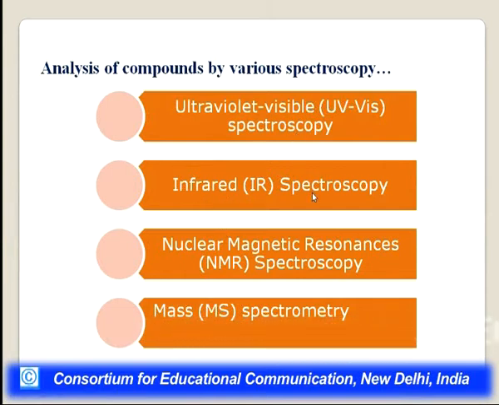In IR spectroscopy, we have discussed the different functional groups. In nuclear magnetic resonance, we will be discussing it today in detail. And in coming lectures, we will also discuss another category of spectroscopy, that is mass spectrometry.